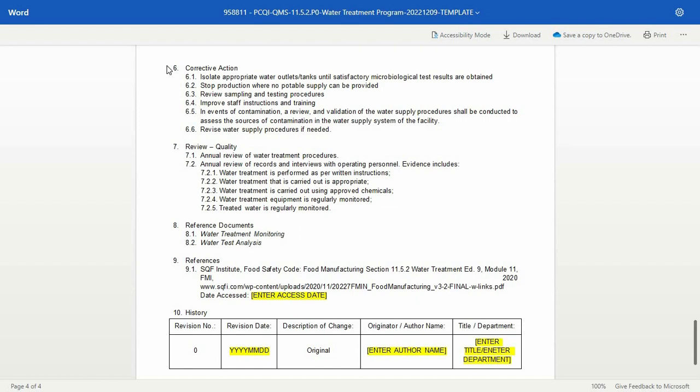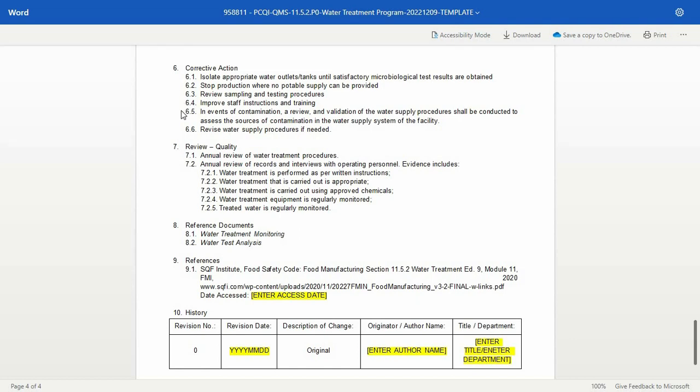The corrective action is the process of taking appropriate steps to eliminate causes of nonconformities or other undesirable situations. Isolate appropriate water outlets or tanks until satisfactory microbiological test results are obtained. Stop production where no potable supply can be provided. Review sampling and testing procedures. Improve staff instructions and training.